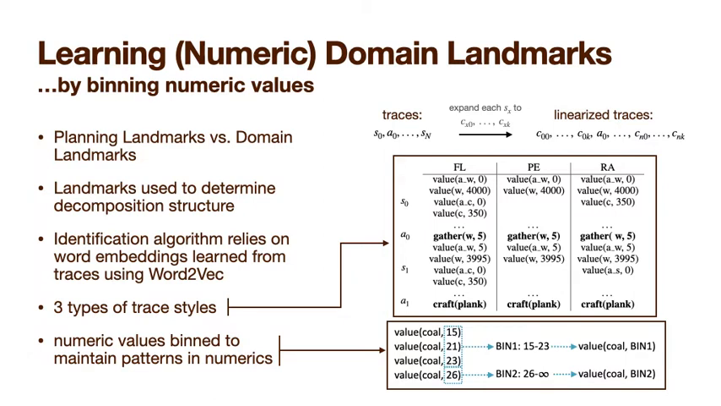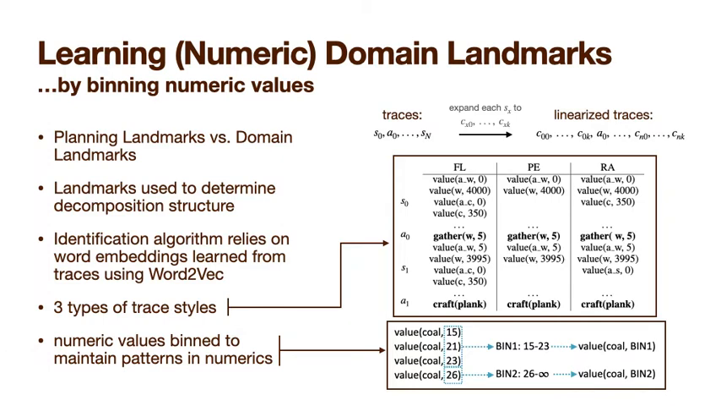We learn embeddings by applying the word-to-vector algorithm to linearized plan traces. We experiment with three different styles of linearization. The first, FL for full, contains the full states between each action. The second, PE for preconditions and effects, contains only the preconditions of the next action and the effects of the previous action that surround each state. And the third, RA, contained both the preconditions and effects, as well as a small randomly selected subset of the remaining atoms of the state.